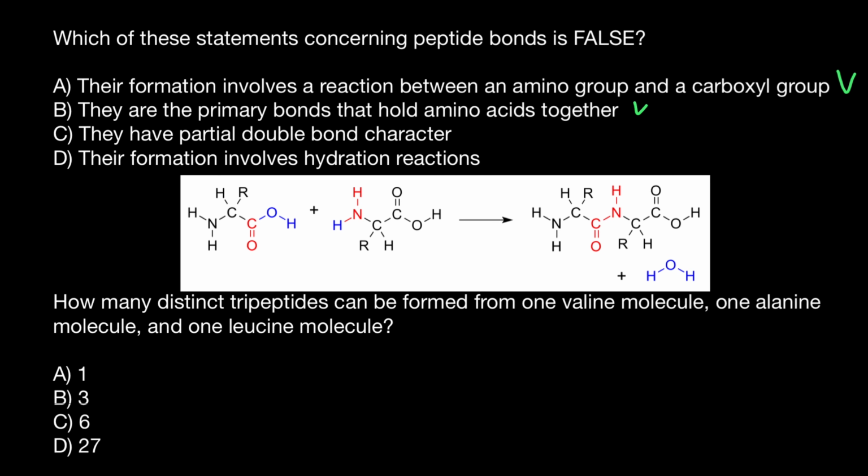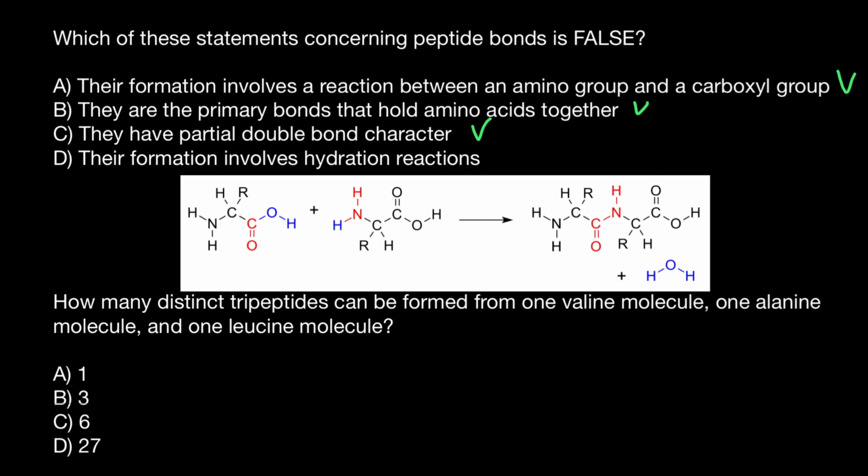And the next variant, variant C, they have partial double bond character. Here you see a single bond, but actually there is no rotation between carbon and nitrogen because it's considered to be a partial double bond. So this bond is rigid. So this is also a correct statement.